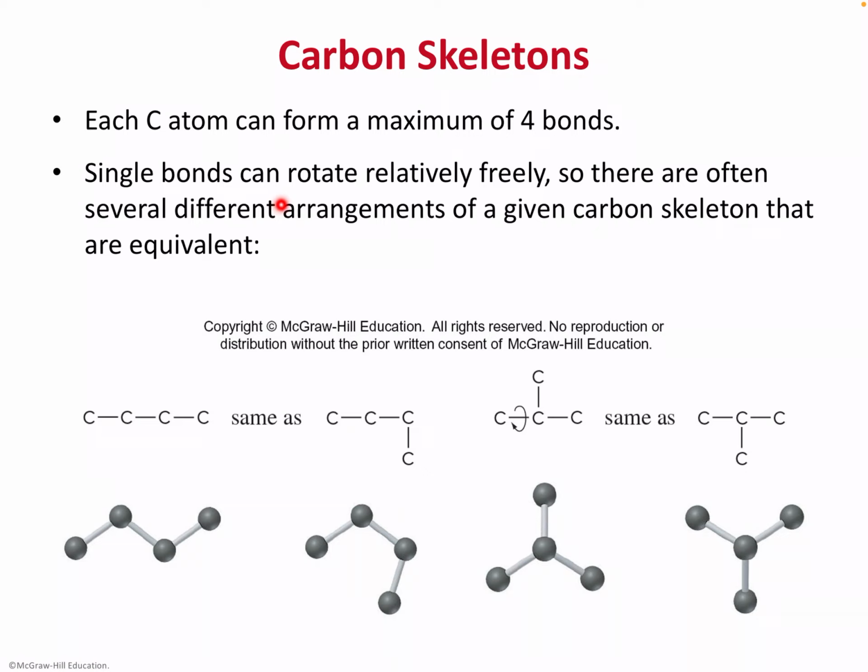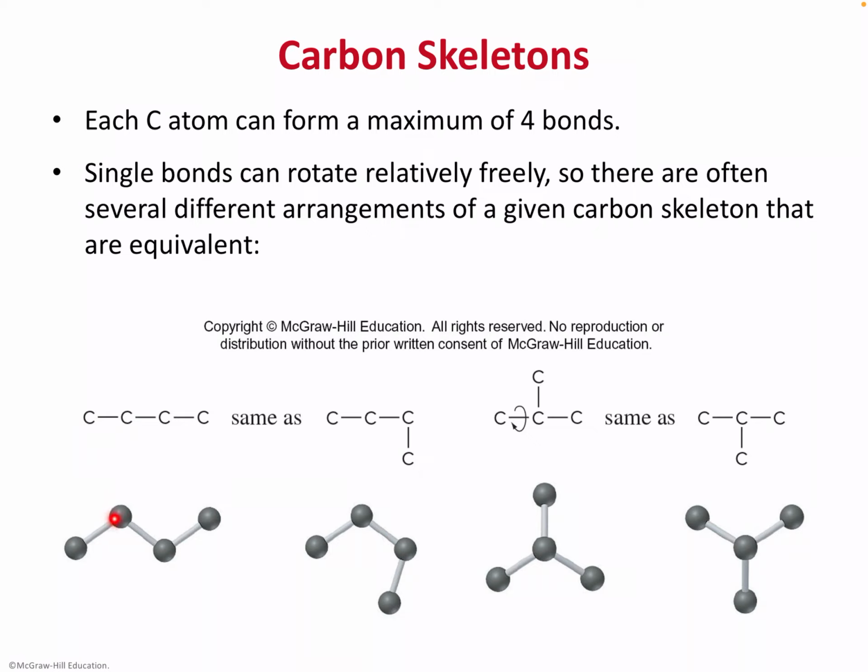Single bonds can rotate relatively freely, so there are often several different arrangements of a given carbon skeleton that are equivalent. So this is 1, 2, 3, 4 carbons. They are singly bonded, and these single bonds can rotate. So you can draw it like this, the 4 carbons, 1, 2, 3, 4, because carbon has 4 bonds. With 4 bonds, it has tetrahedral electronic and molecular geometry.